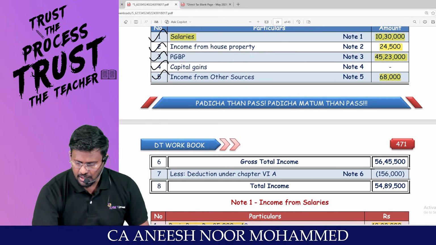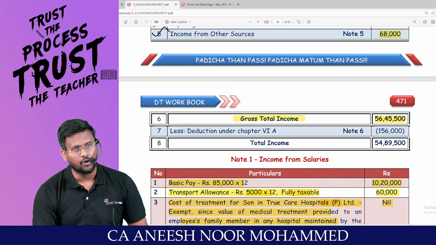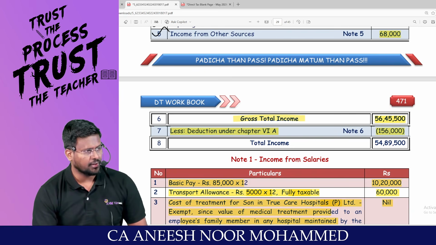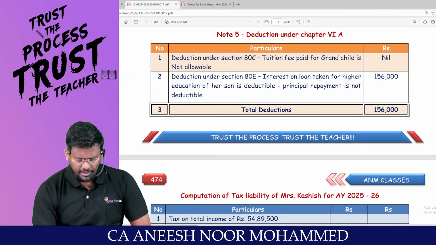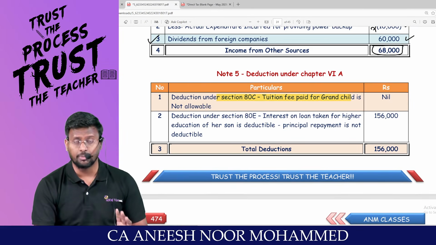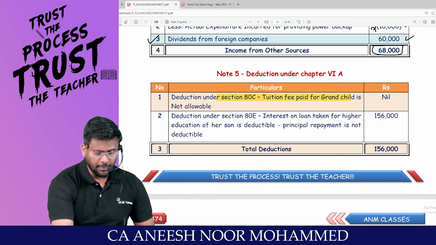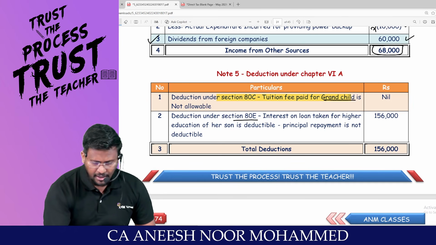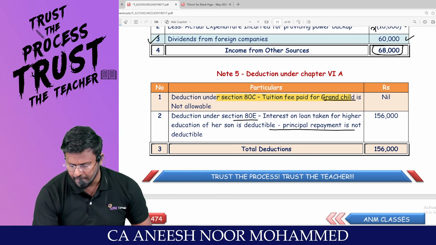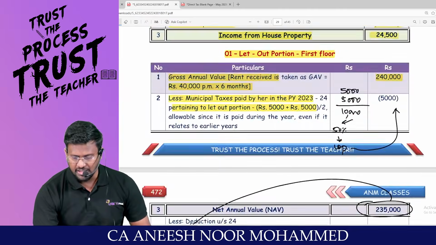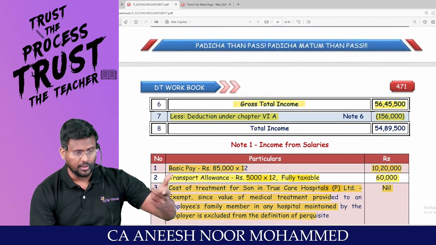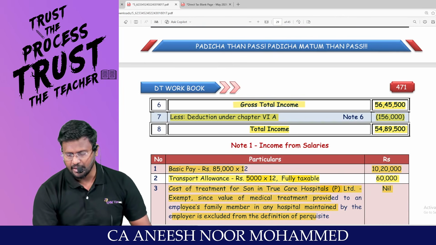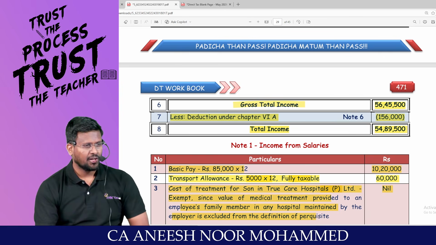My dear lovable students, the gross total income is 56,45,500. Am I right? Less deduction under chapter 6A. There are so many chapter 6A items given, like tuition fee, not allowed because the assessee is wrong. The tuition fee has been paid for grandchildren, not allowed. Deduction under 80E, my dear lovable students: interest will be allowed, principal will not be allowed. So 1,50,000, 56,000 can be claimed. So from the gross total income, if you reduce chapter 6A, you will be getting total income of 54,89,500.